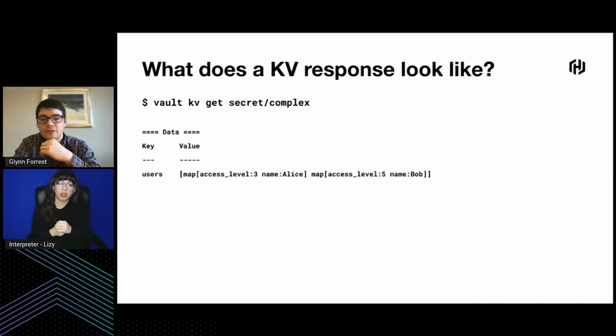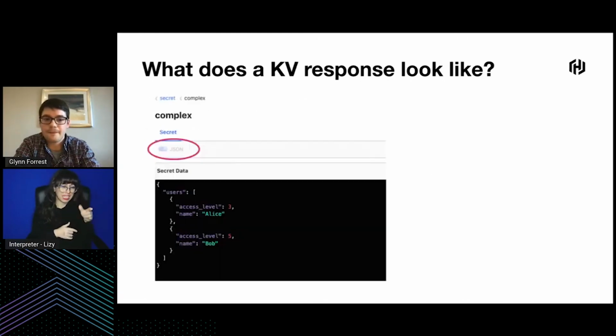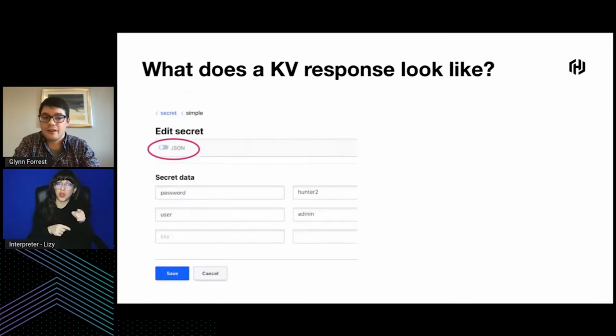And again, when you see it on the CLI, it's kind of hard to determine what that structure looks like. And in the UI, you'll notice that the JSON editing is the only one allowed when you have secrets in this format. Whereas for a simpler secret, we're able to edit the values using simple text boxes.